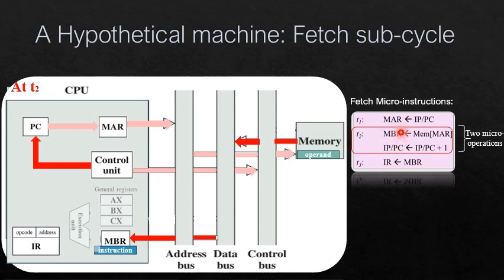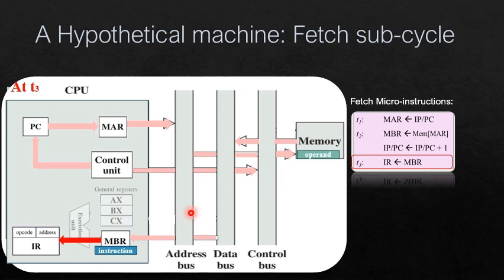At the same time, the control unit will inform the PC to increment by 1, because after fetching the first instruction, the PC needs to get ready for the second instruction in the next instruction cycle. Just get ready now, not going to fetch soon, but get the PC ready for the next value by incrementing it by 1. Okay, so now the instruction is at the MBR after the second micro instruction is performed.